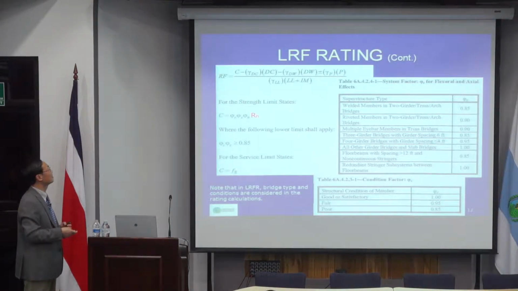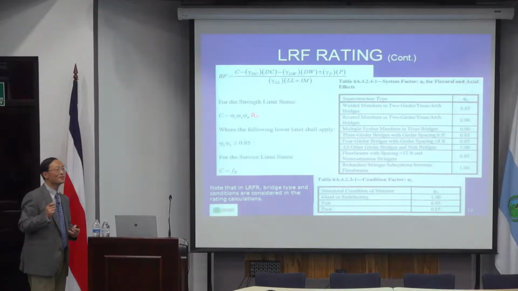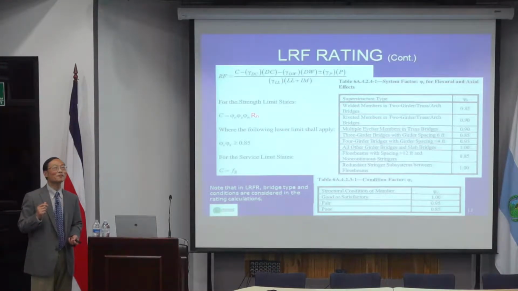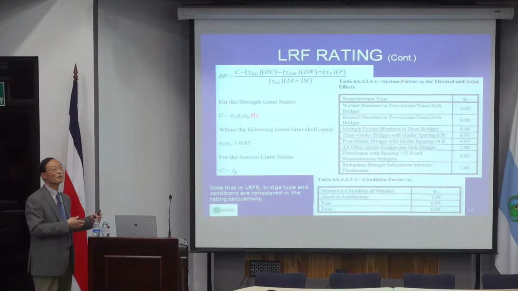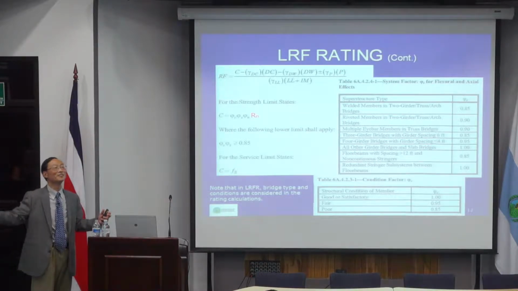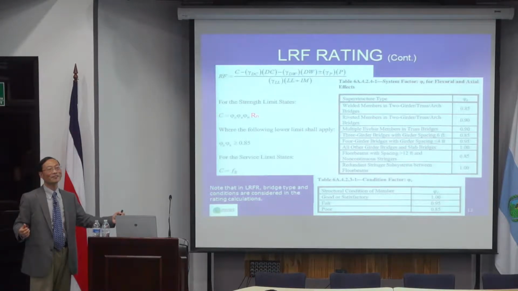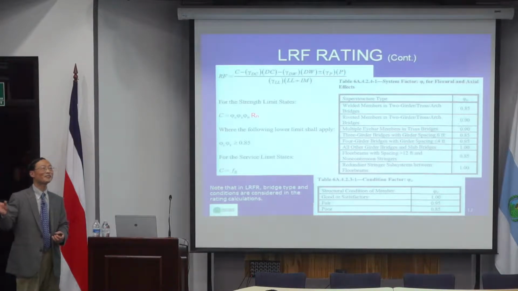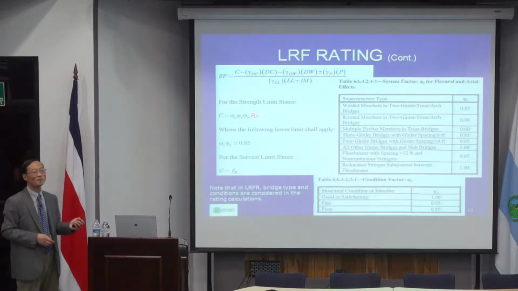And another thing: since LRFR is probability-based, we also consider that old AASHTO does not consider the conditions of the bridge. So now we also have factors to address conditions. For example, if we have two identical bridges, one old and one new, we know the new bridge has better load resistance than the old bridge. But if we just simply do a calculation, they're exactly the same. So that's why we have modification factors for condition.